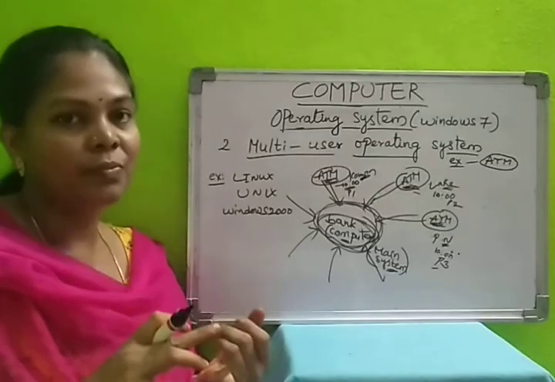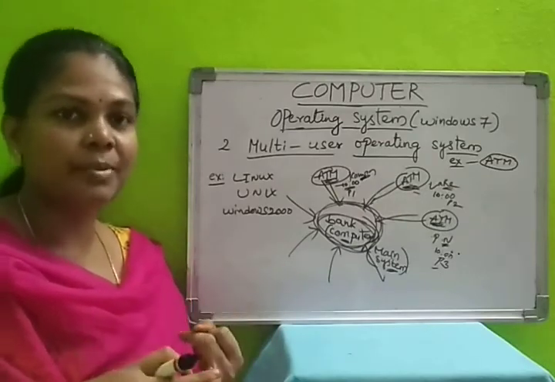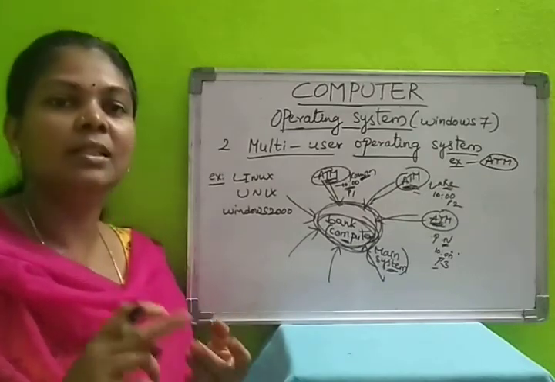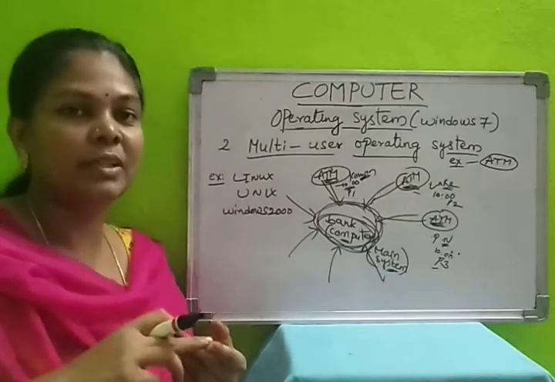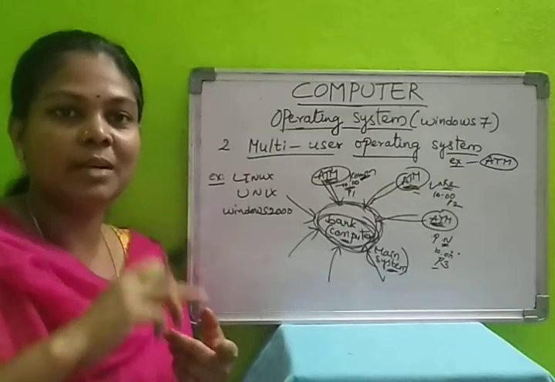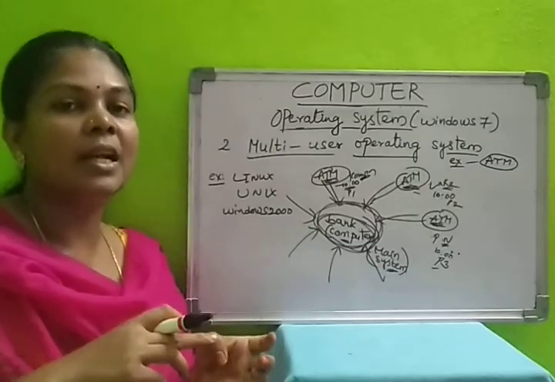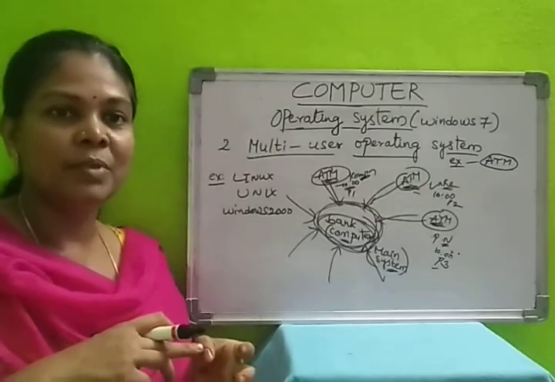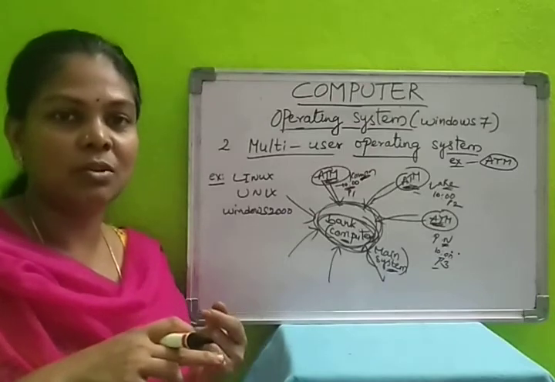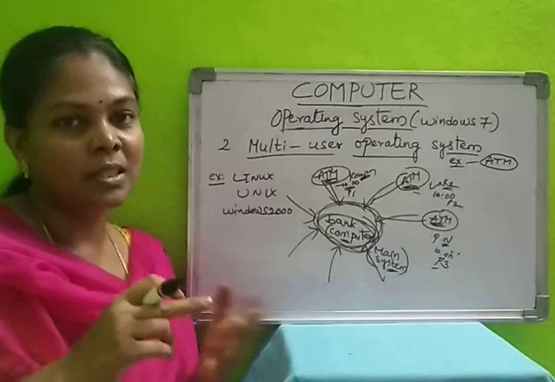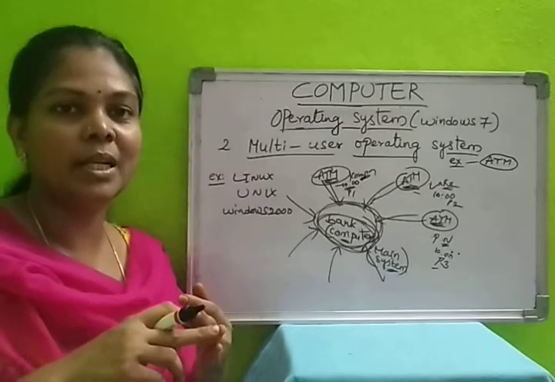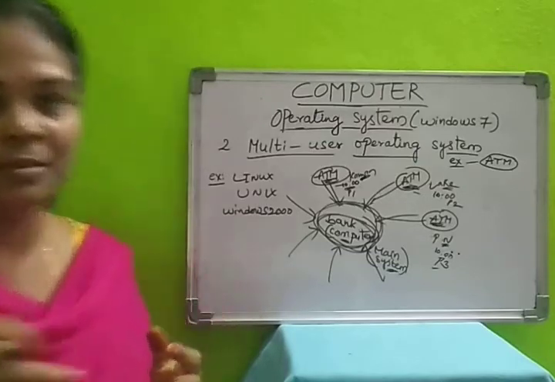I'll show you the desktop, taskbar and the start button, and how to open Paint. I explained previously, now I'll explain how to open Paint from the start button. And I'll explain how the operating system works internally, how it controls your hardware and software. I'll explain that on the computer so that you can remember and understand better.